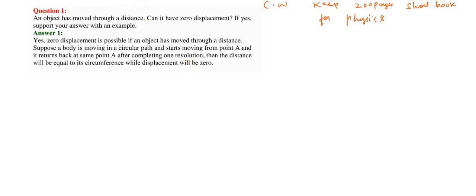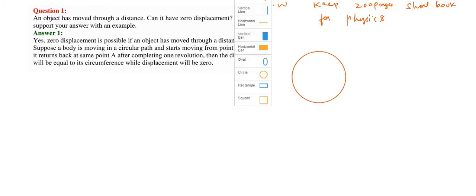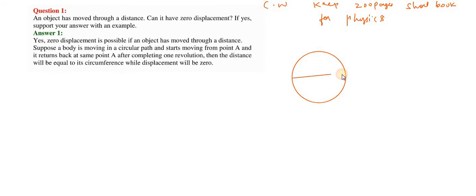So what they're telling here is, suppose an object travels along a circular path. So this is A and this is B. This concept you already learnt in your previous grades. From point A it will start and will again come back to point A. It will complete one revolution. So the total distance traveled is nothing but the circumference of the circle.